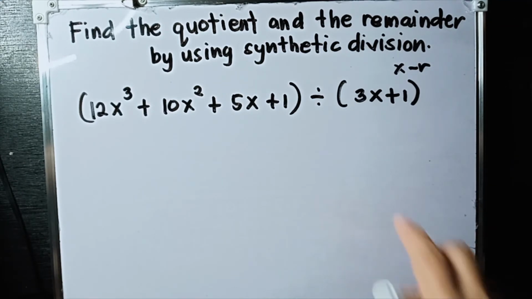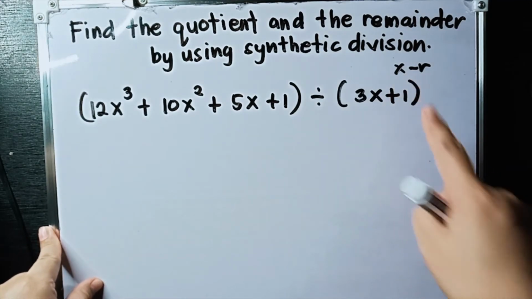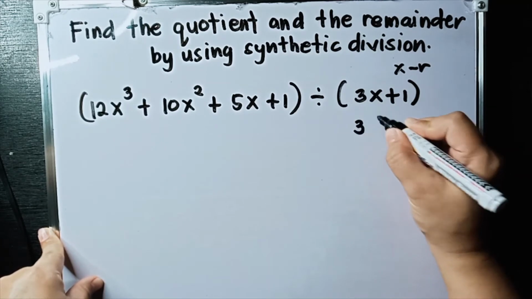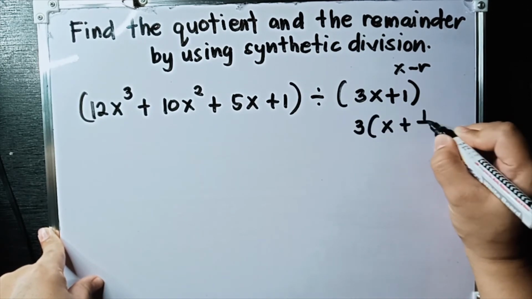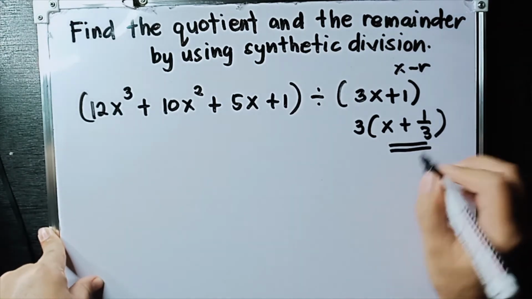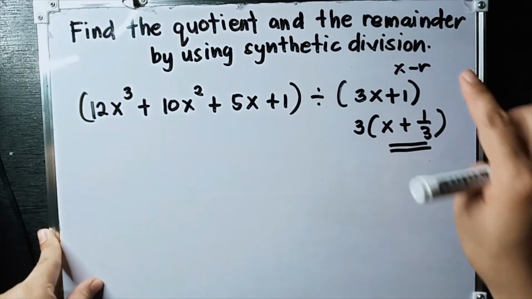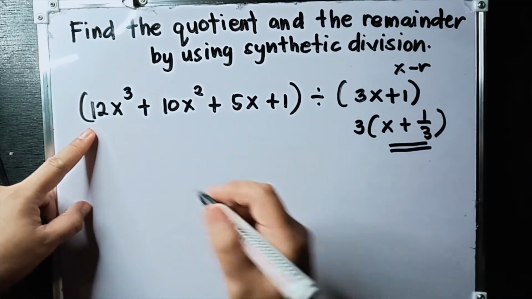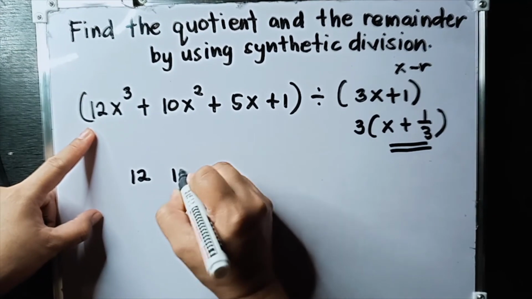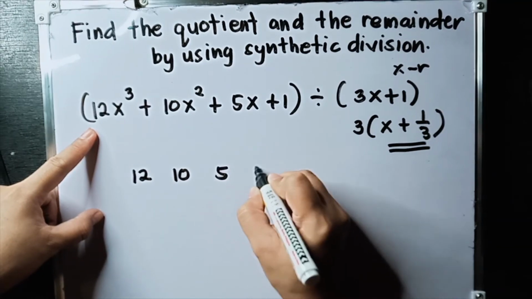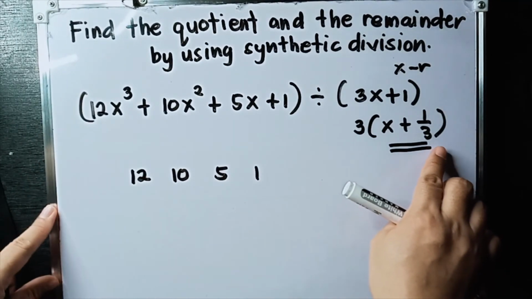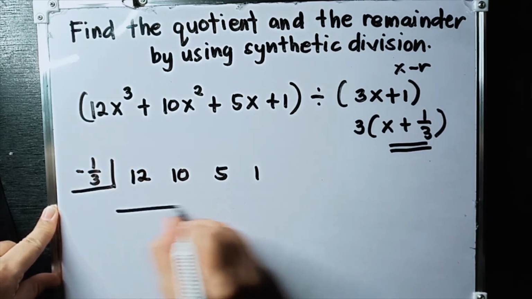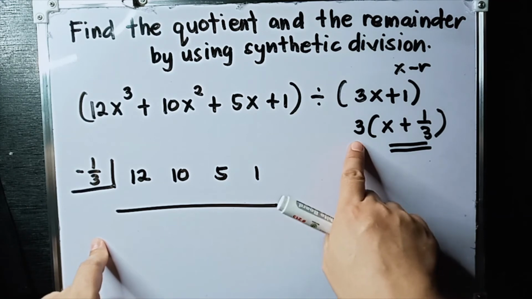Okay, let's have another example. Again, our divisor is not of the form x minus r. We have to take note that 3x plus 1 is also equal to 3 times x plus 1/3. So we can use x plus 1/3 as our x minus r. Again, we take note of the coefficients of our dividend, which are 12, 10, 5, 1. And then we use our r as negative 1/3. Later on, the result will be divided by 3.